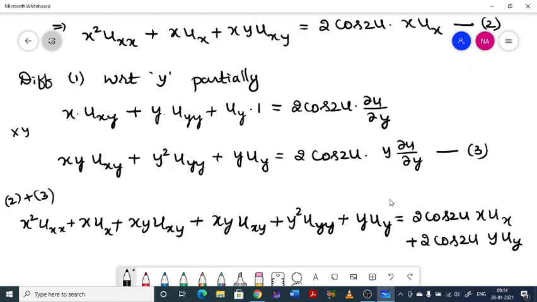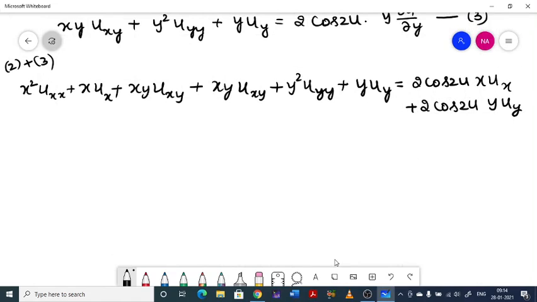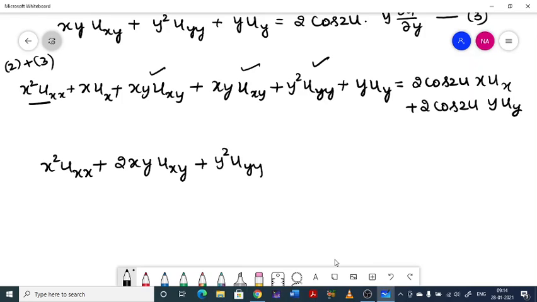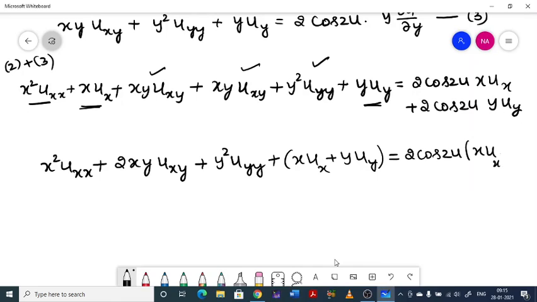Now this will be, okay, x square u double x, that I will write as it is, x square u double x plus xy uxy plus xy uxy, that will be 2xy uxy, y square u double y plus y square u double y, plus x ux plus y uy, x ux plus y uy equal to, here taking 2 cos 2u outside, you will be getting x ux plus y uy.